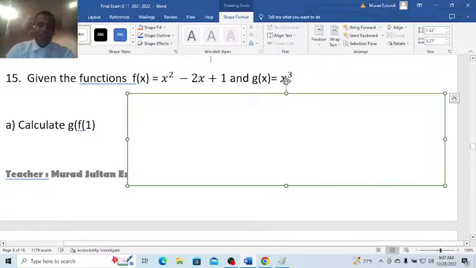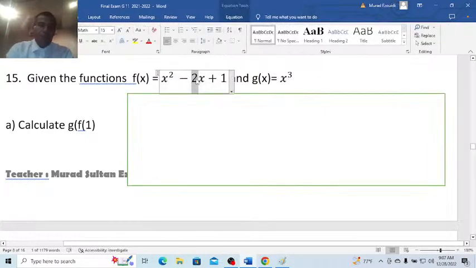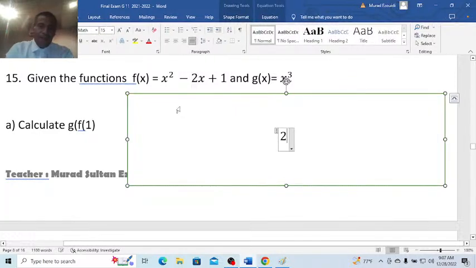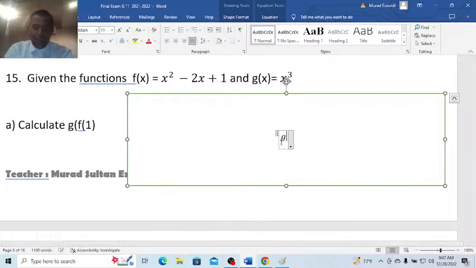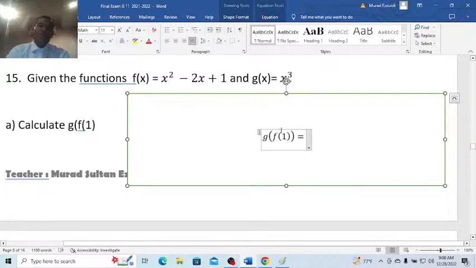So I will just write g of f of 1, which is equal to, first of all, I'm going to calculate f of 1, which is 1 squared minus 2 multiplied by 1, plus 1.